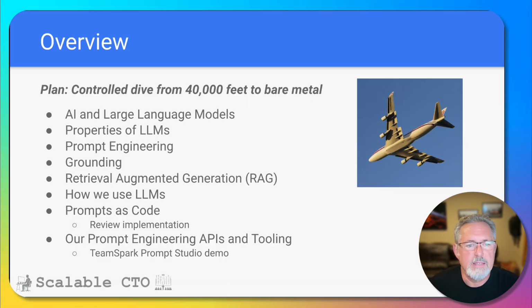So the plan today is a controlled dive from 40,000 feet to bare metal. We're going to start very high level, talking about AI and LLMs. We're going to move through some more details and then get into the implementation of how we use LLMs, a strategy that we've adopted called prompts as code, and then we'll get into our prompt engineering APIs and tooling and do a demo at the end. There'll definitely be some coding toward the bottom of this thing, so hopefully that'll be interesting.